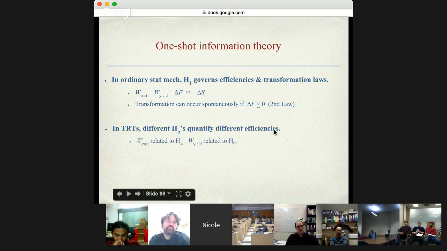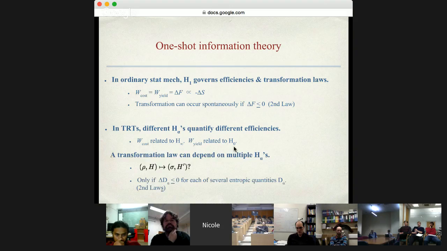In contrast, in thermodynamic resource theories, this work cost is related to the order infinity Renyi entropy, and the work yield is related to the max entropy. So two different entropies quantify two tasks that are the inverses of each other. That's different.